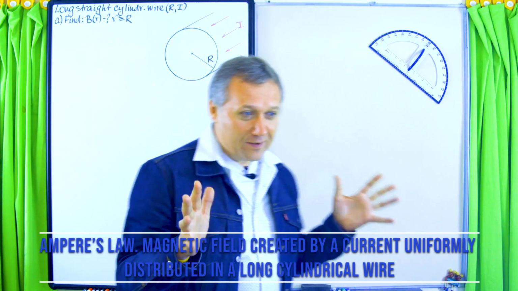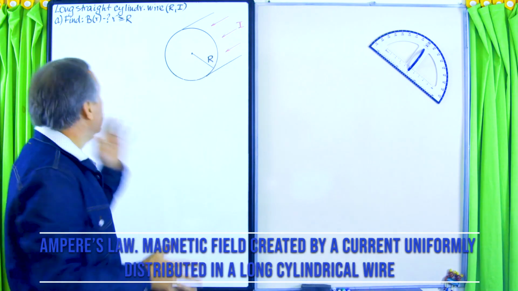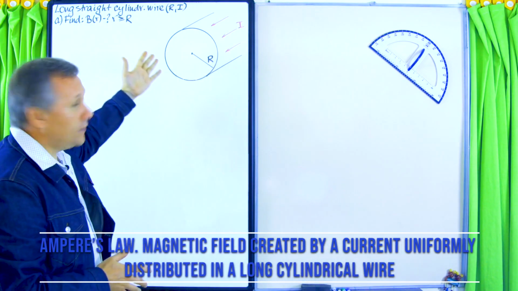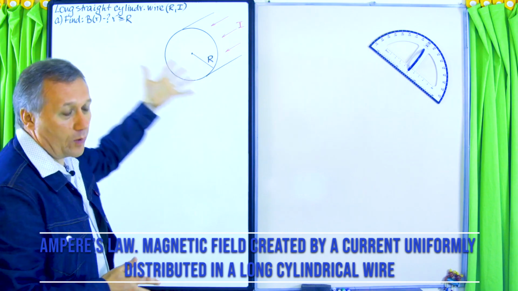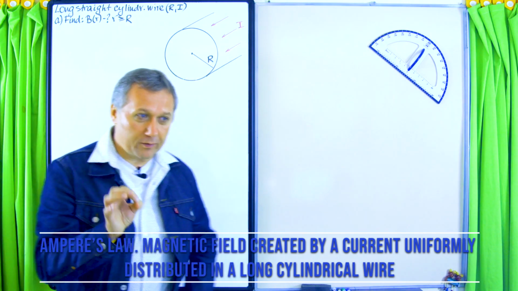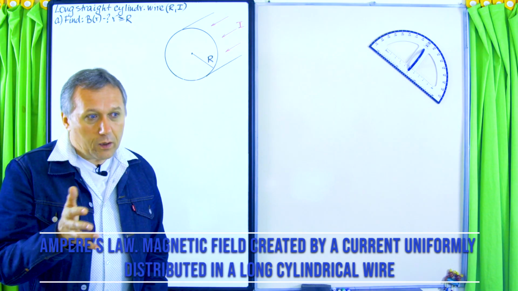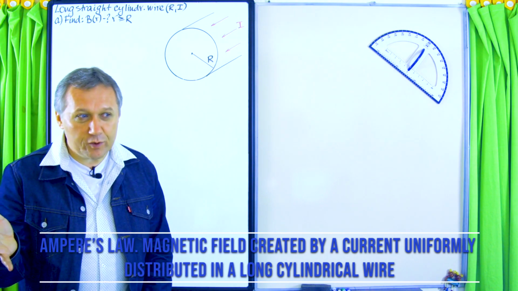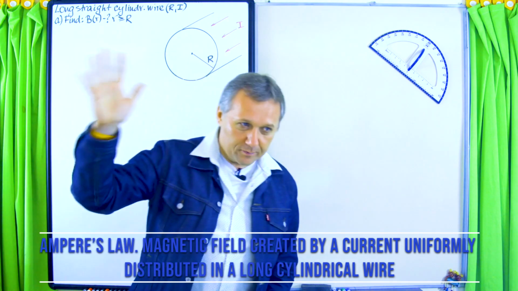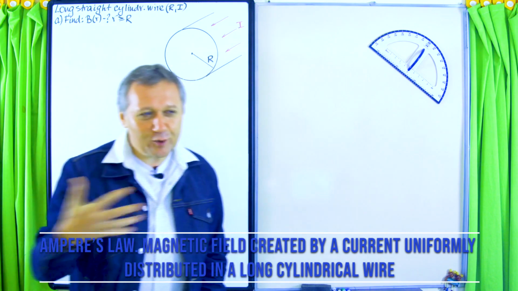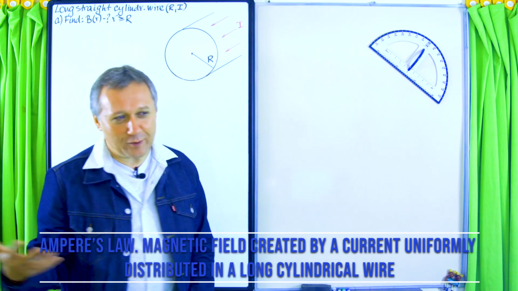Let's assume this situation. We have a long, straight, cylindrical wire. Again, what does it mean long? From the mathematical point of view, it means infinitely long. Basically, you just need to know the terminology.